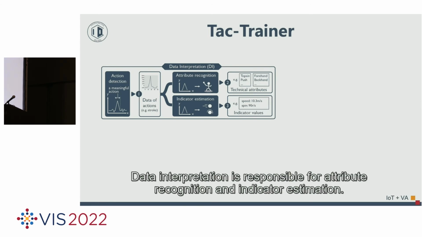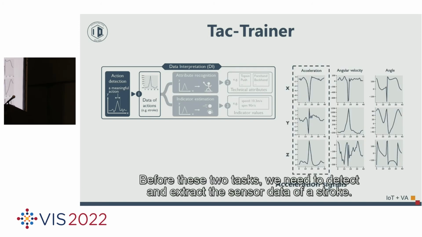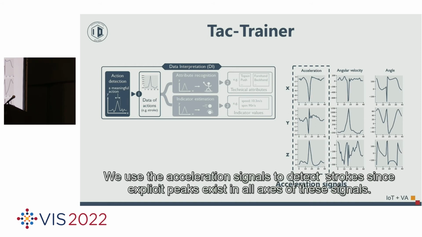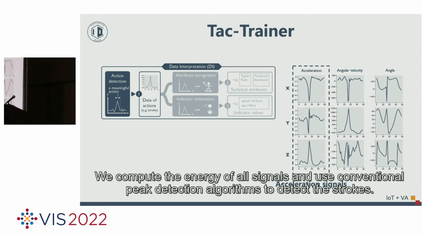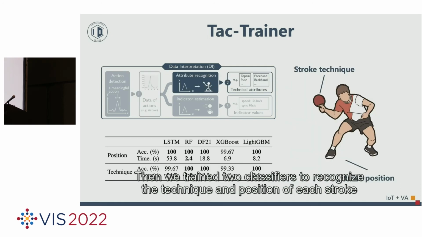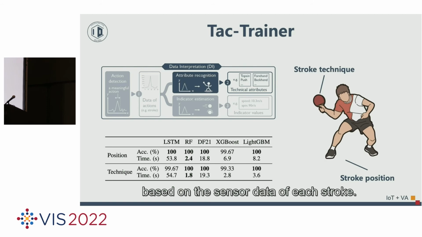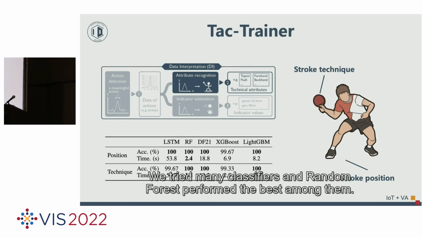Data interpretation is responsible for attribute recognition and indicator estimation. Before these 2 tasks, we need to detect and extract the sensor data of the stroke. We used the acceleration signals to detect strokes, since explicit peaks exist in all axes of these signals. We computed the energy of all signals and used conventional peak detection algorithms to detect the strokes. Then we trained 2 classifiers to recognize the technique and the position of each stroke based on the sensor data of each stroke. We tried many classifiers and the random forest performed the best among them.